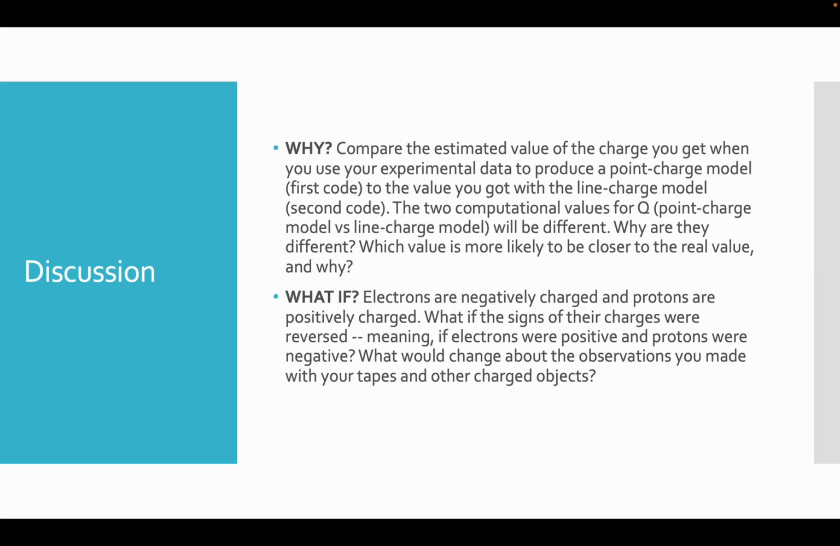And we treated the lines of charge as point charges in part 1, which is not exactly correct as discussed previously. And just to answer the why question, the line charge Q value is going to be much closer to the real value because it's how it actually exists in nature. There's no such thing as a point charge for a line of tape, but rather it's all of these different charges interacting with one another, which is why a line charge model is so much better.